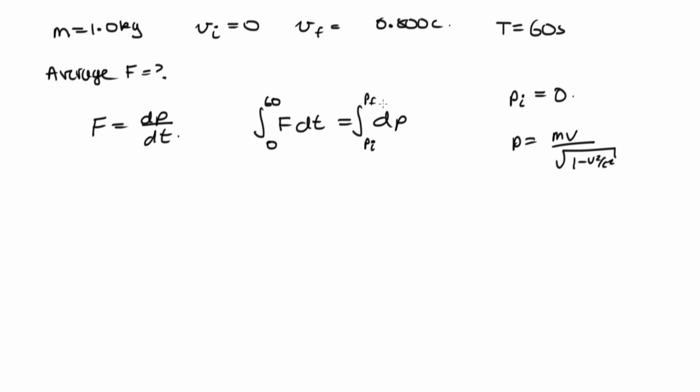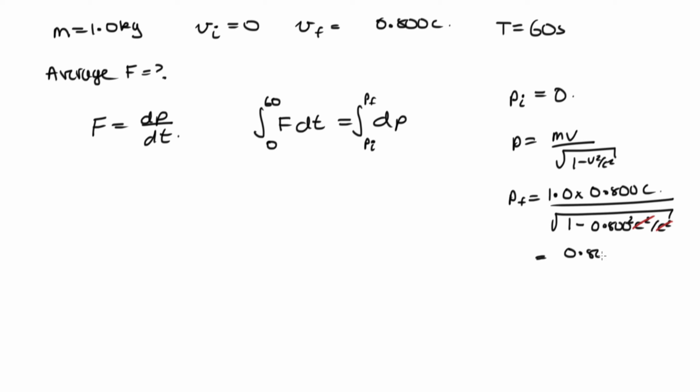Now we'll need to work out the final momentum, so p final is going to be equal to m, which we're told is 1, times the final speed, which is 0.800 c, over the square root of 1 minus 0.800 squared, and then we've got c squared over c squared. And as always, this c squared will cancel this c squared. And so to calculate this, we've got 0.800 c over the square root.